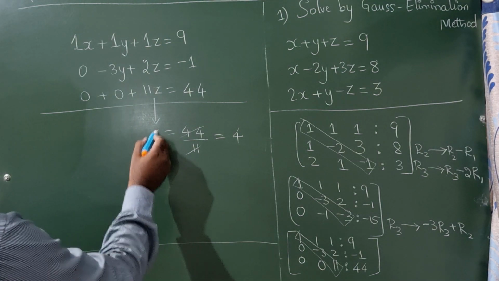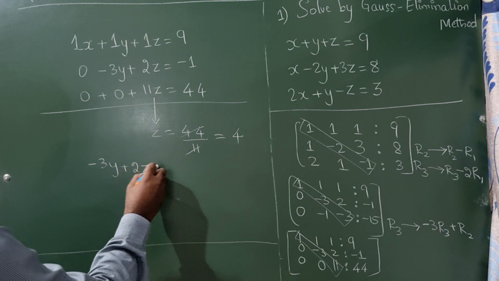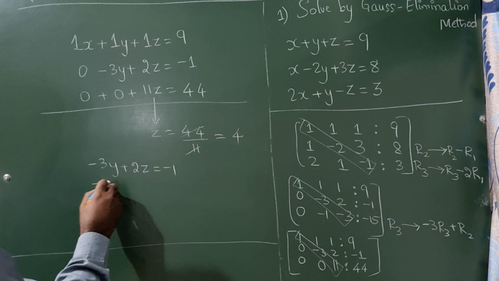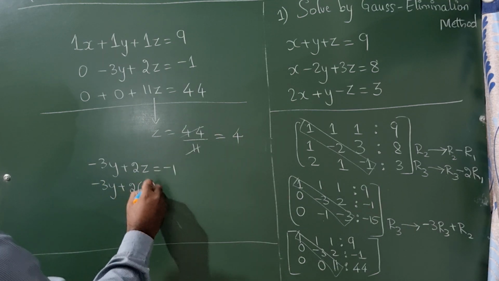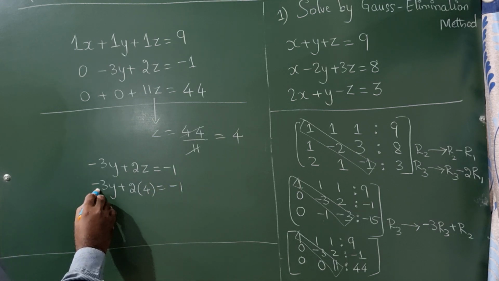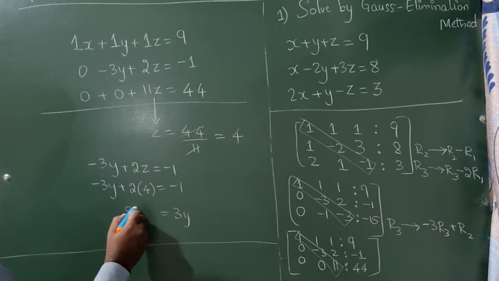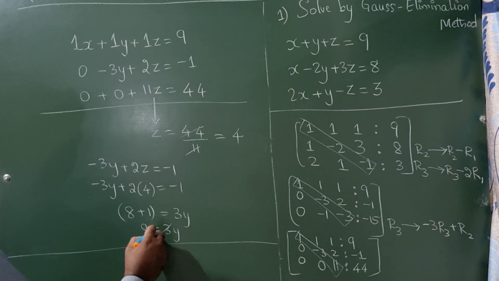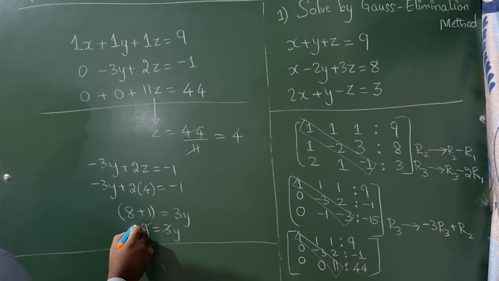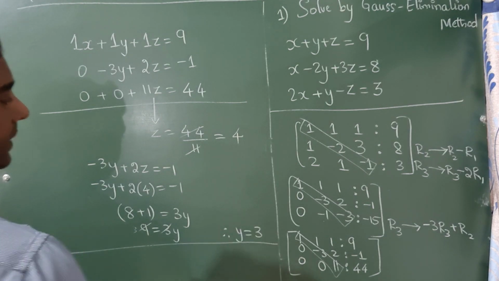Now substitute this z value in this. Minus 3y plus 2z is equal to minus 1. Minus 3y plus 2, z value is 4. Take this minus 3y on the right hand side, it will become plus 4 2s are 8. Take this minus 1 on the left hand side, it will become 9. So 9 is equal to 3y. 3 3s are 9. Therefore y value is 3.